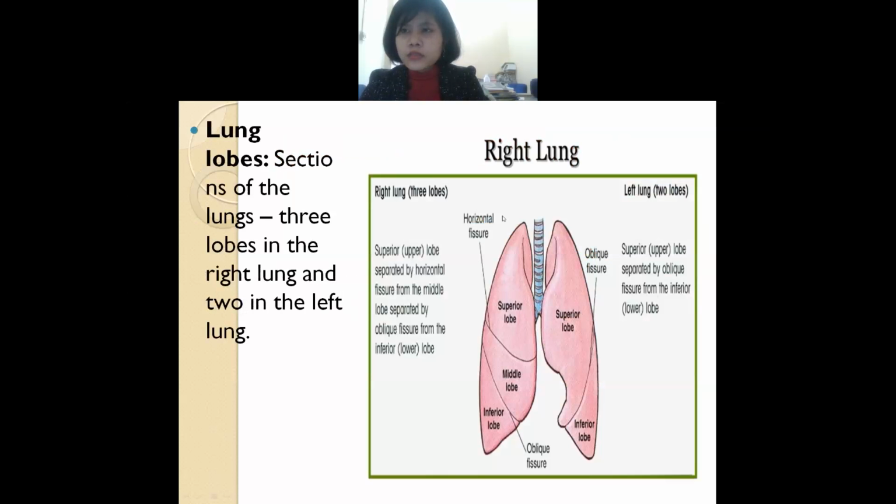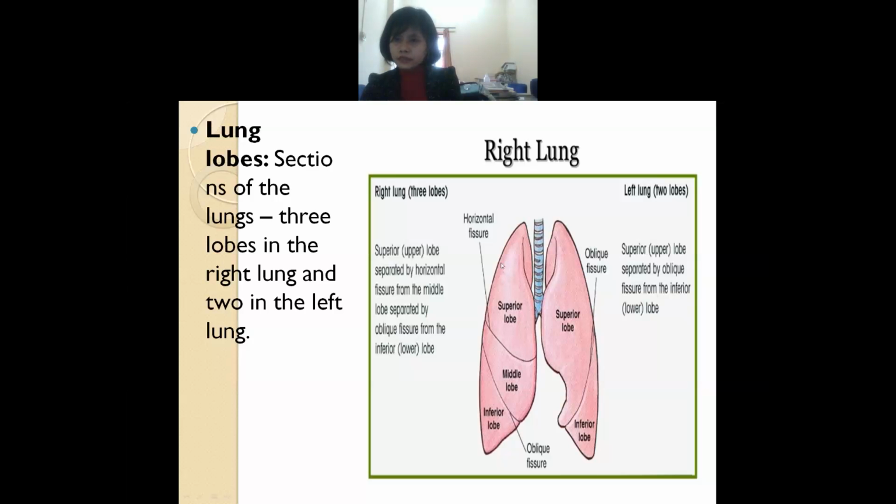Yes, ma'am. Okay. Next is lobes. This is the lungs. The right lung is divided into 3 lobes: superior lobe, middle lobe, and inferior lobe. And in the left lung, what will you find? You will find 2 lobes, that is superior and inferior lobe. So these are the lobes that you will find in the lungs.